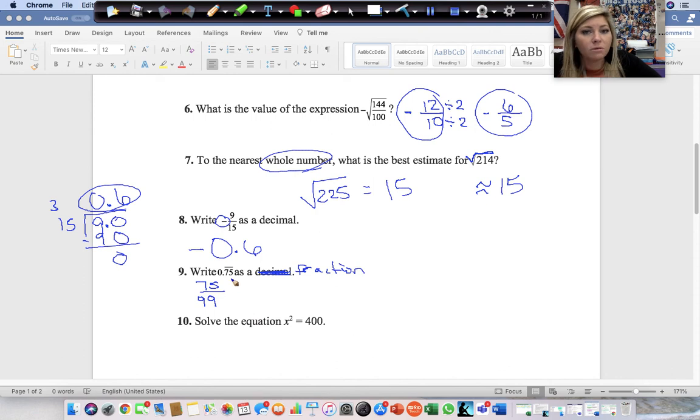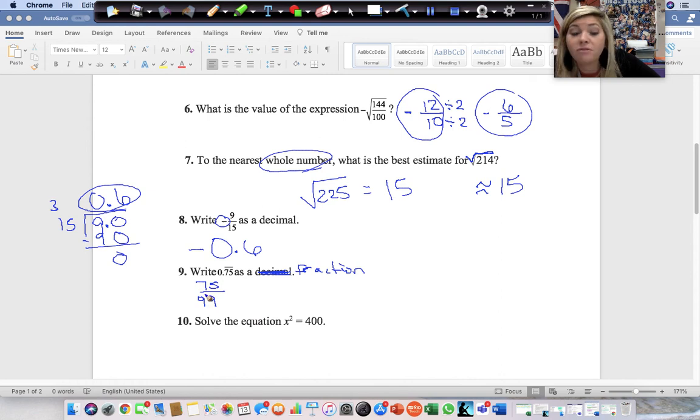If there's one number that repeats, we put it over one nine. If there's three numbers that repeat, we put it over three nines. That's just how it works. Then you can reduce from there. I would take this as an acceptable answer, but your regular math teachers are probably going to want you to reduce it.